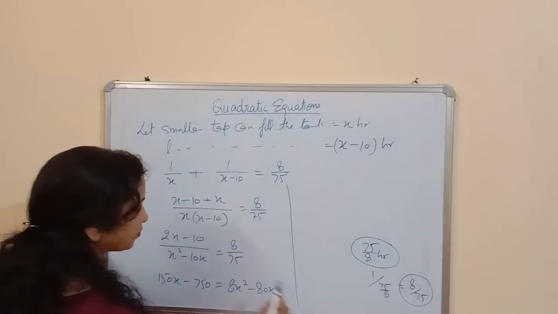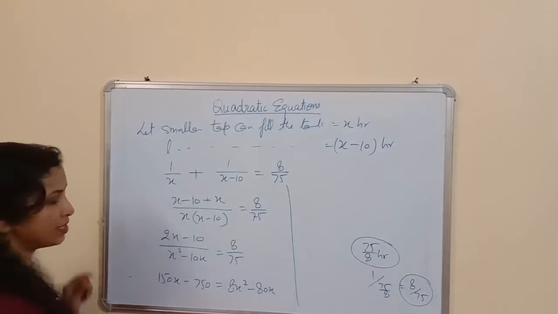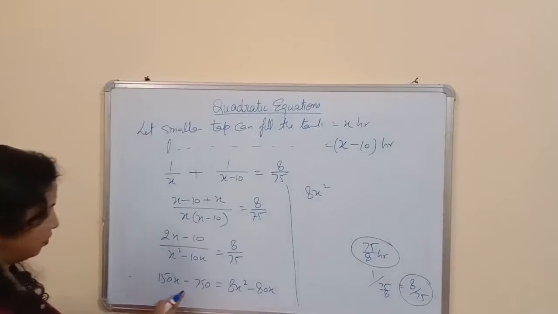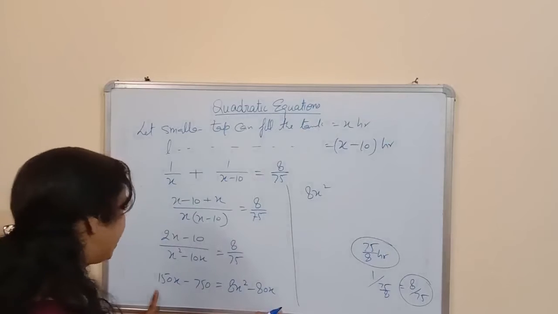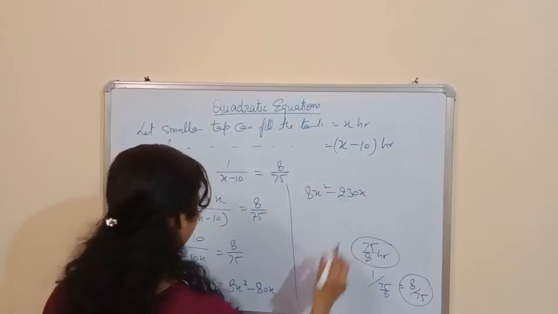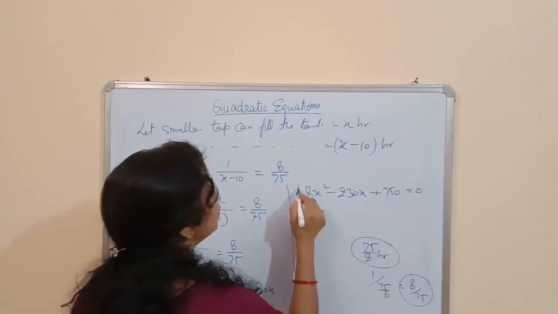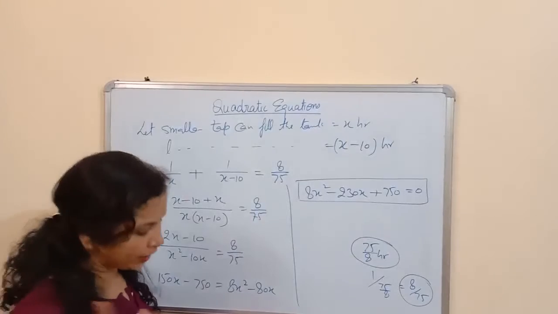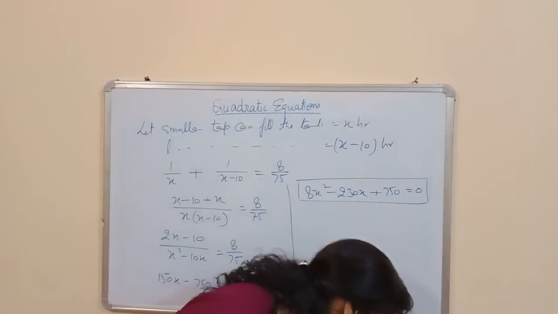Now you can make the quadratic equation by placing all these values towards the RHS. It is 8x square, and when 150 moves across, it will be minus 150. So 150 and 80, it will be 230. Yes, minus 230x, and plus 750 is equal to 0. So this is the equation you get from the question, and then you can solve it by using the quadratic formula or by using the factorization method. So this was question number 9.